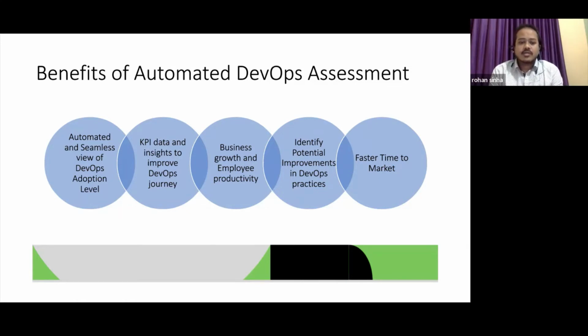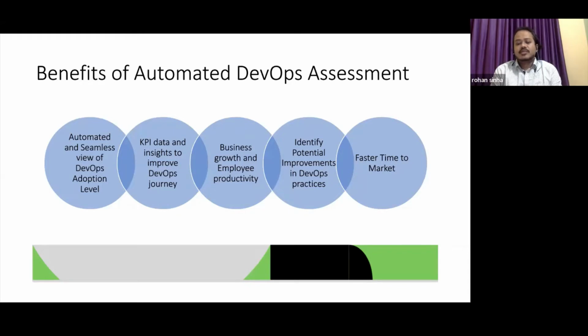First, we have an automated and seamless view of DevOps adoption levels, meaning any portfolio owner can just come up, look at the screen, and have a seamless view of where they are standing. They can also compare with other applications in their own portfolio. Second is KPI data and insights to improve the DevOps journey. The KPIs represented in the dashboards would ideally give insights by themselves, with metrics numbers by which a portfolio owner can directly understand where he needs to improve.